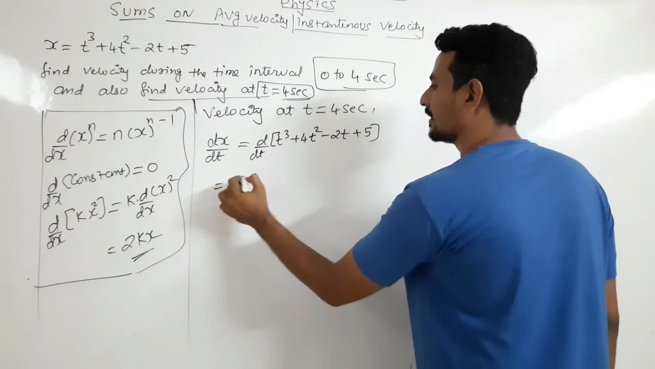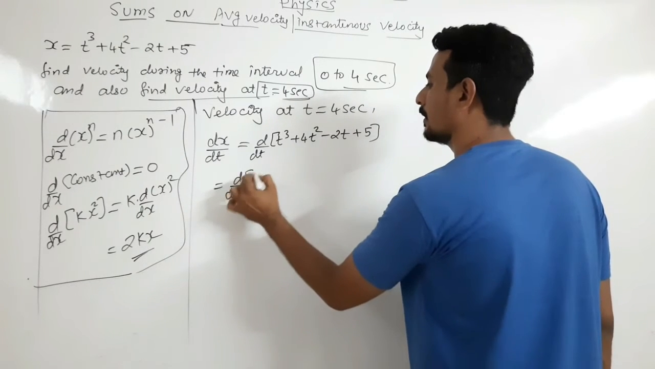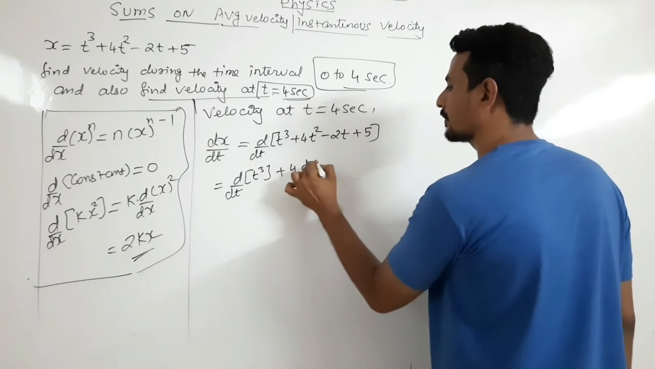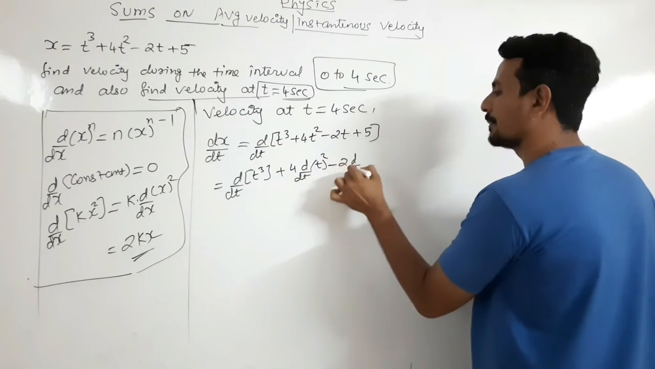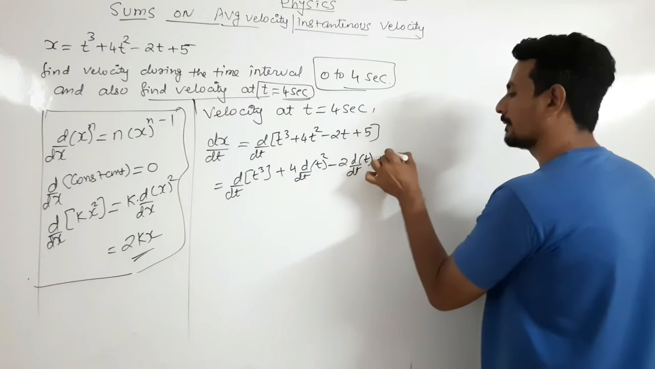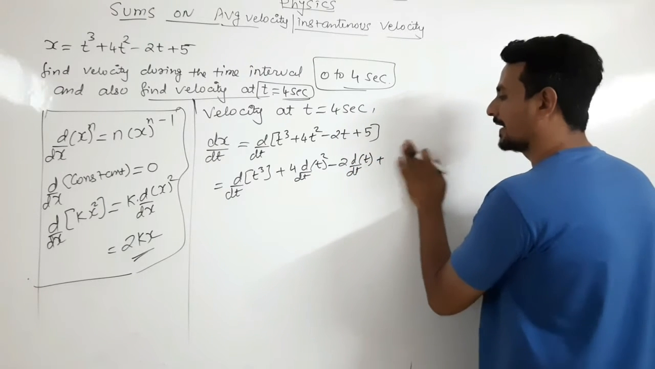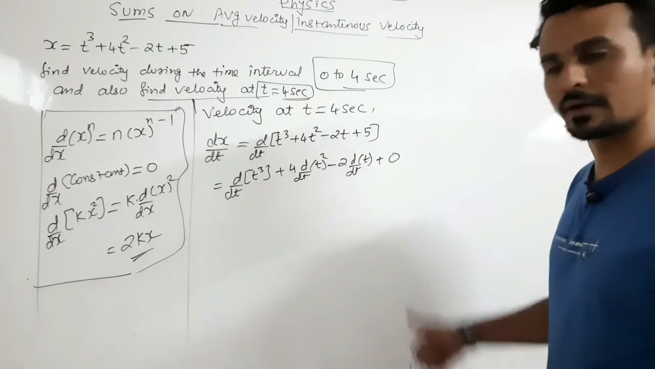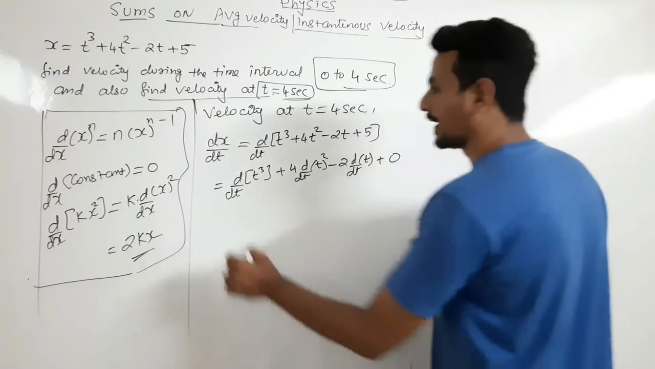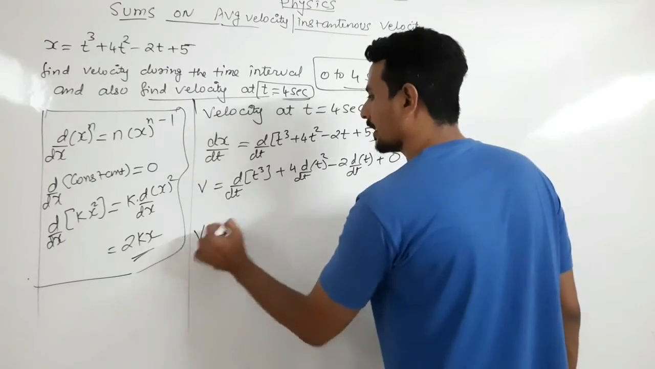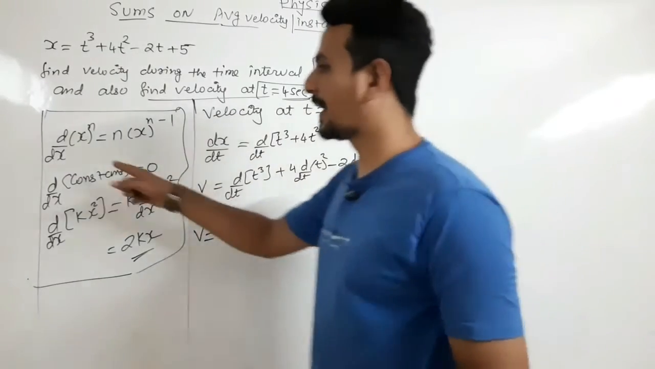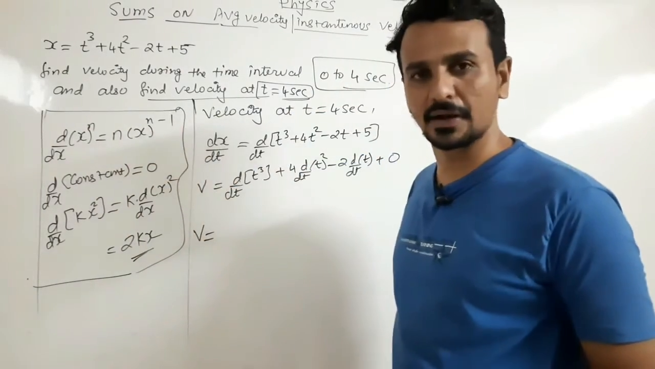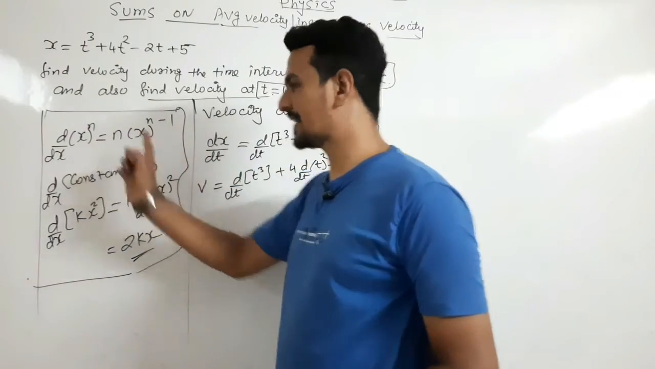So separate this: d by dt of t cube plus 4 times d by dt of t square minus 2 times d by dt of t plus d by dt of 5. Sorry, 5 is a constant, and the differentiation of a constant term will be 0. So dx by dt will give you velocity. Now use the formula d by dx of x raised to n, right? It is n times x raised to n minus 1.